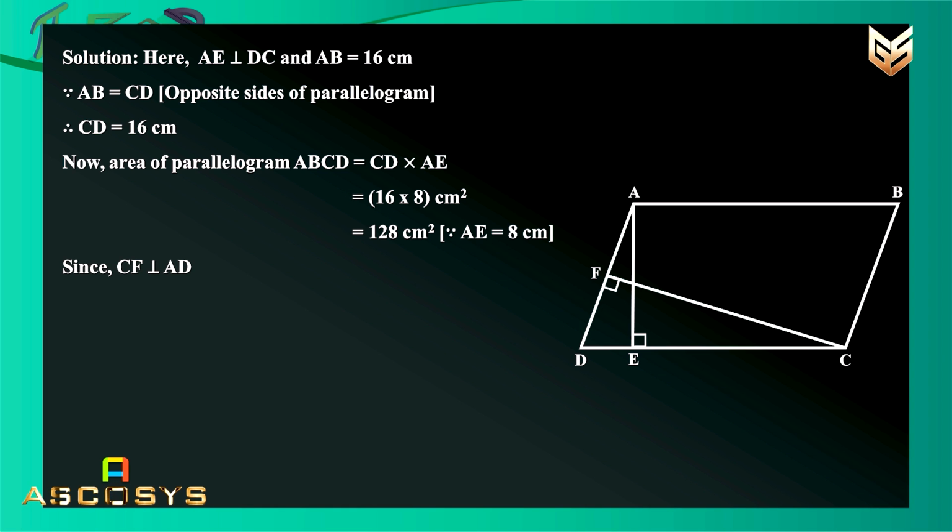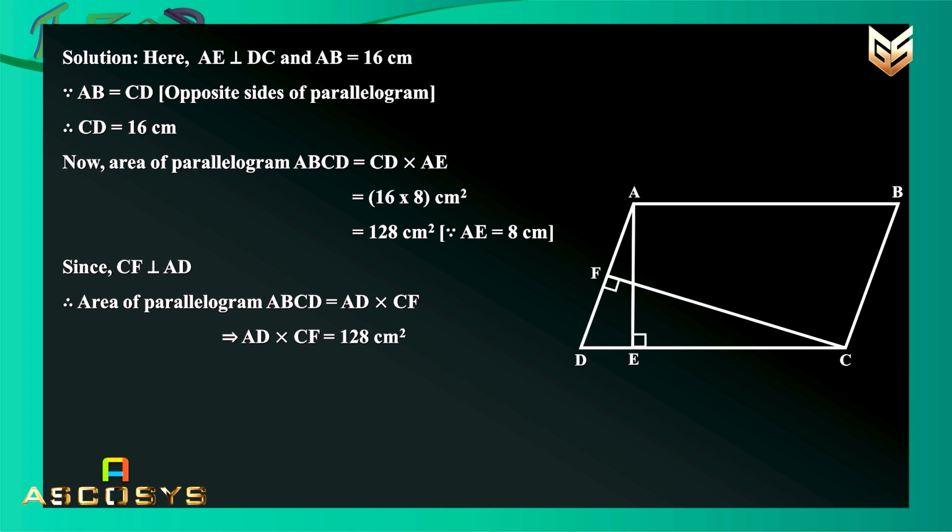Again, CF is perpendicular to AD. Therefore, the area of the parallelogram ABCD is equal to AD into CF, again base into altitude. So, AD into CF is equal to 128 centimeter square, because earlier we have calculated the area of the parallelogram. Now here the parallelogram is the same, but we are taking a different base and height. So that is why we can take 128 here also.